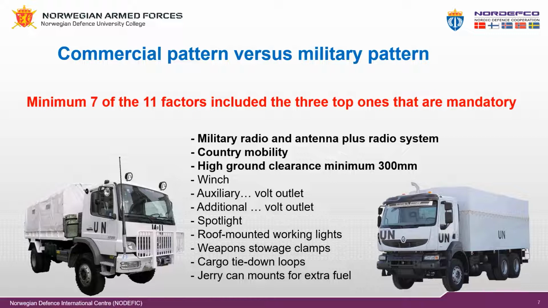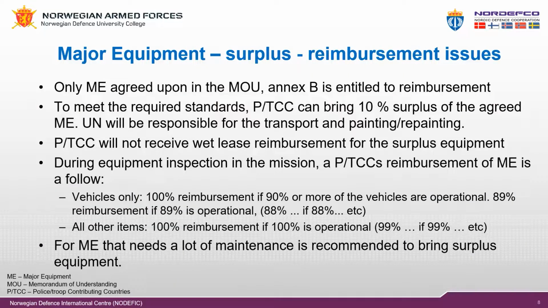The CE Manual, Chapter 3, Annex A, describes the 11 factors in deciding whether a commercial pattern support vehicle should be reimbursed as a military pattern equivalent. At least 7 of these factors must be met to be able to define the vehicle as a military pattern. Of course, the vehicle also has to be listed as a military pattern in the Memorandum of Understanding, Annex B, Major Equipment.